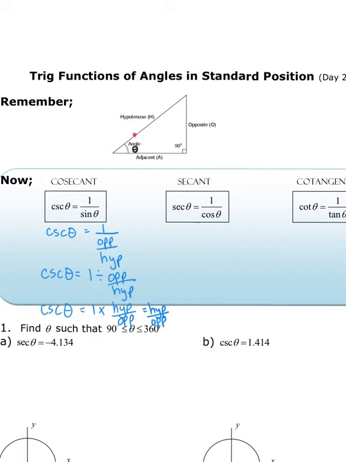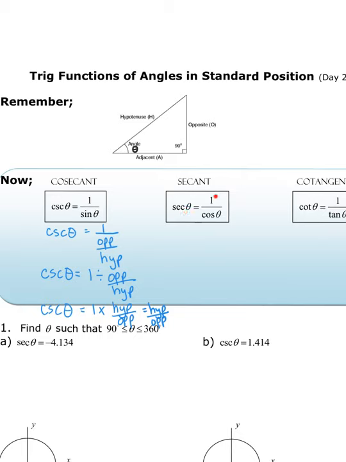So you would take the hypotenuse length and divide it by the opposite length. If you were given the information in a triangle and you were trying to find the cosecant of the angle, you can just take the hypotenuse and put it over the opposite. If you were given the sine ratio and asked to find the cosecant ratio, you could just take the reciprocal of the sine ratio.